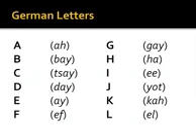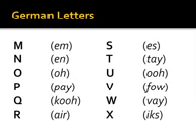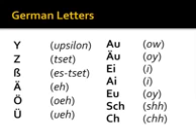So, we have A, B, C, D, E, F, G, H, I, J, K, L, M, N, O, P, Q, R, S, T, U, V, W, X, Y, Z. Now, those are the ones that we're familiar with from the English alphabet. What we have remaining on the screen are characters, vowel combinations, and vowels that are unique to the German alphabet alone.